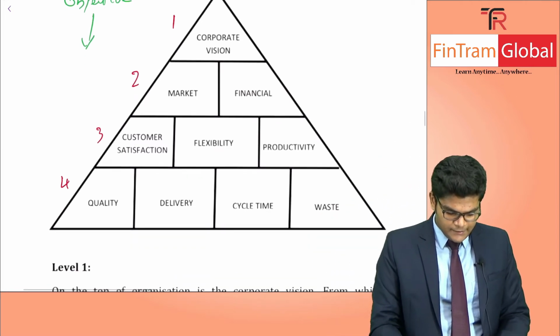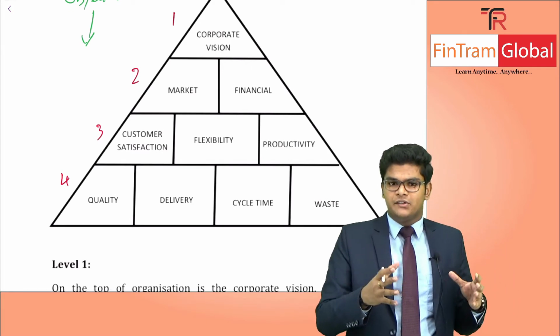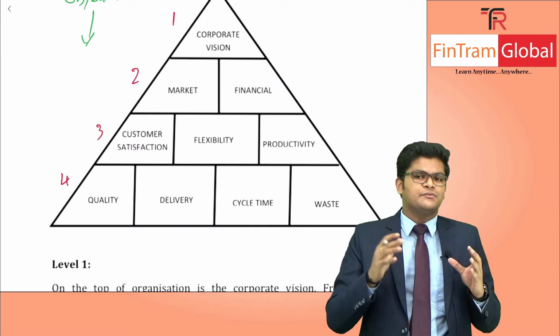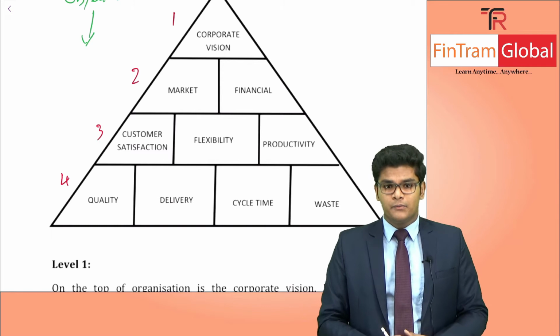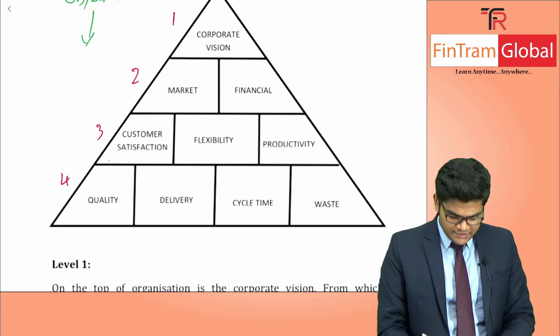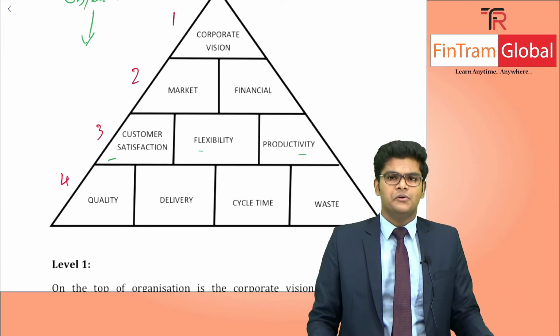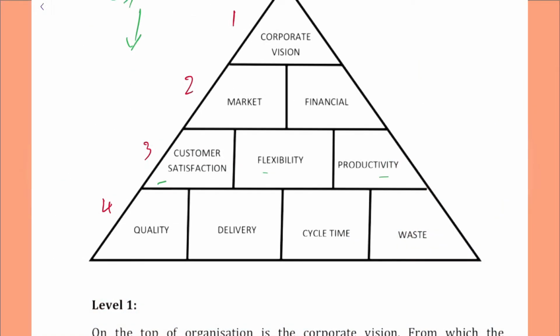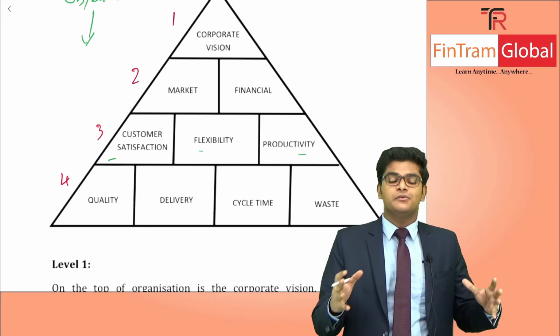Now, the corporate objective has been broken down into certain market objectives as well as some financial objectives, and this can again be further broken down. Okay, so what are we breaking it down into? We can break it down into customer satisfaction, flexibility, and productivity. Okay, so what are these items? These are basically the level 2 objectives, yet again broken down into 3. That's basically it. Okay, guys. So the level 2 objectives have been broken down into level 3.